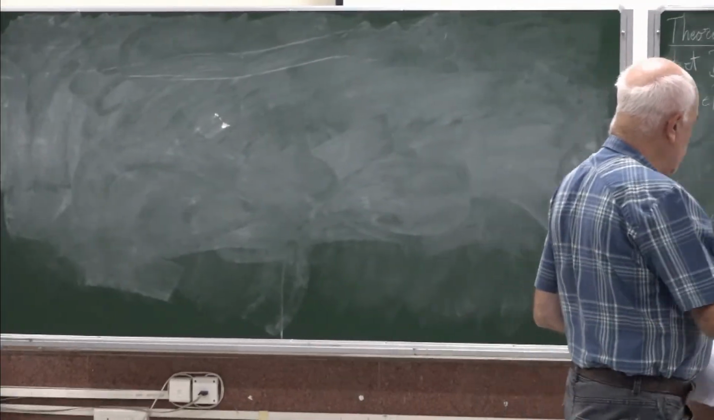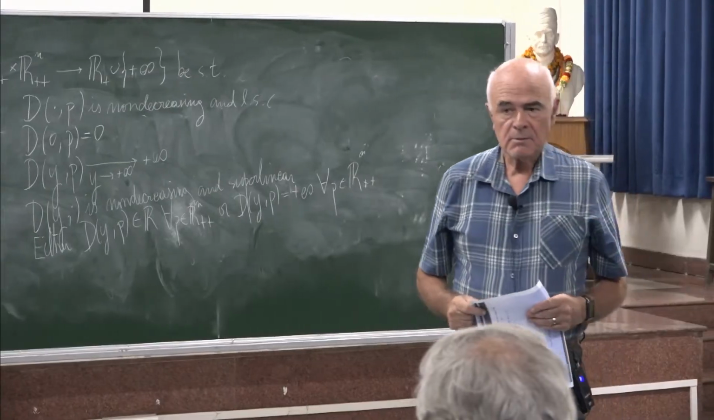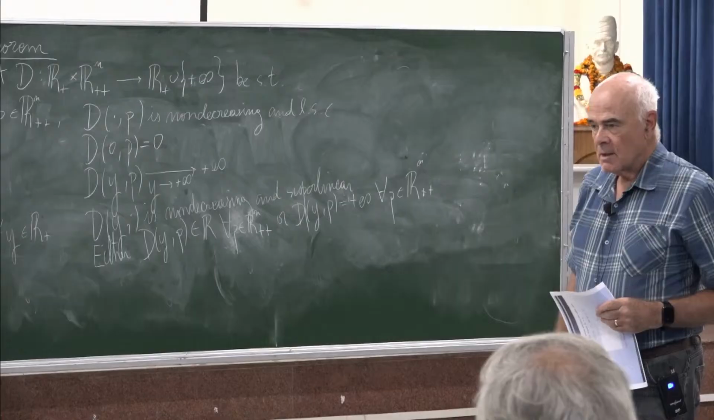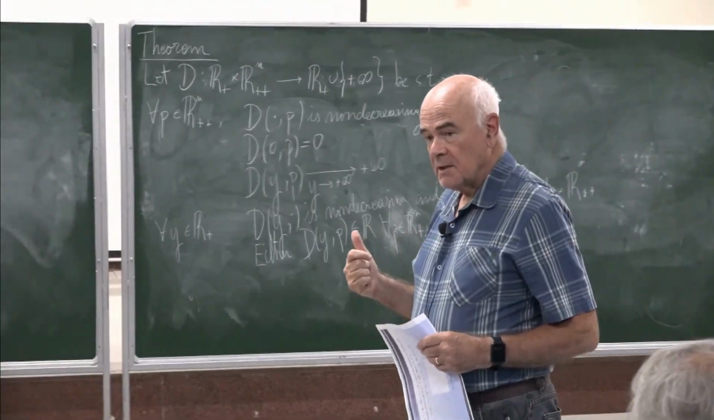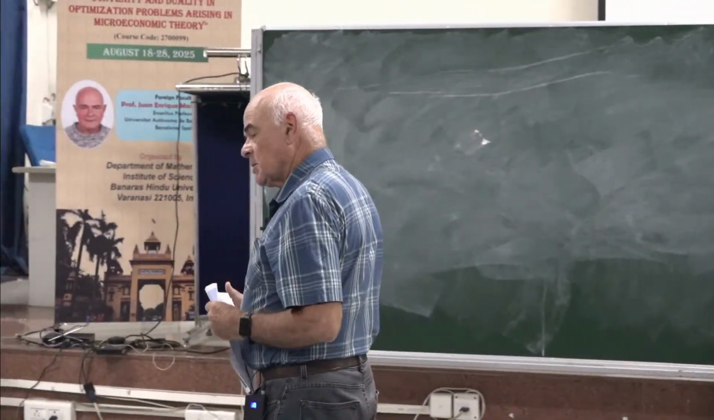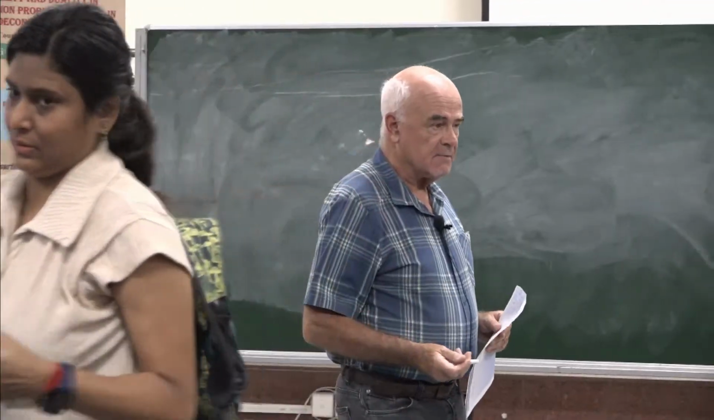The situation we had is we were assuming we have a function d with all these properties, and then we wanted to prove that it is the cost function associated with some production function. And we proposed a candidate.